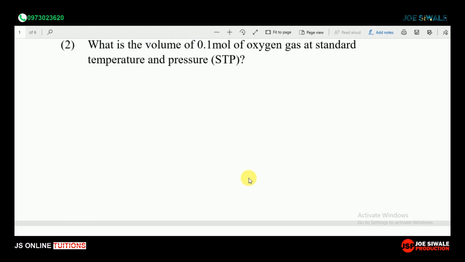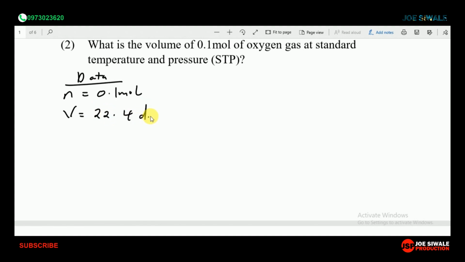Question 2 reads: what is the volume of 0.1 mole of oxygen gas at standard temperature and pressure? The first thing that we're supposed to do is collect our data. We have been given the number of moles as 0.1 mole. The other thing that we have been told is that it is at standard temperature and pressure, so our molar volume is equal to 22.4 cubic decimeters. We're supposed to calculate our volume.